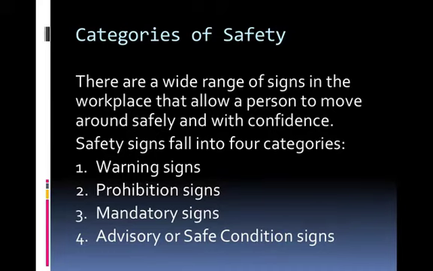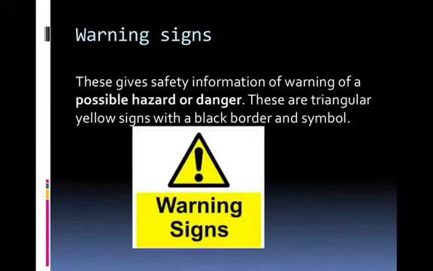So moving right along. The warning signs now, these give safety information of warning of a possible hazard or danger. So these, long and short, warn you of dangers that could happen or risks. And what they're made of, they are triangular yellow signs with a black border, and they have a symbol in the middle. So warning, it gives you a warning off the bat.